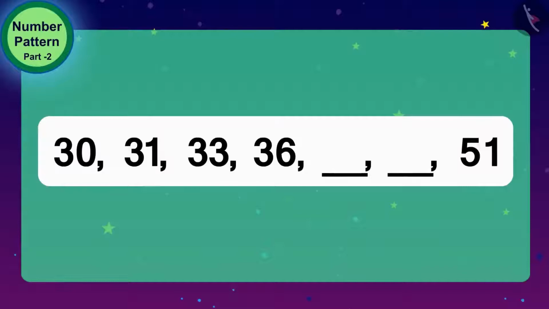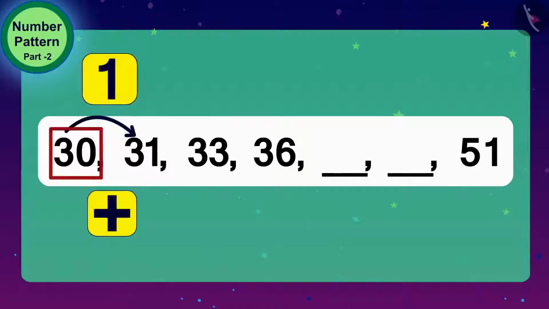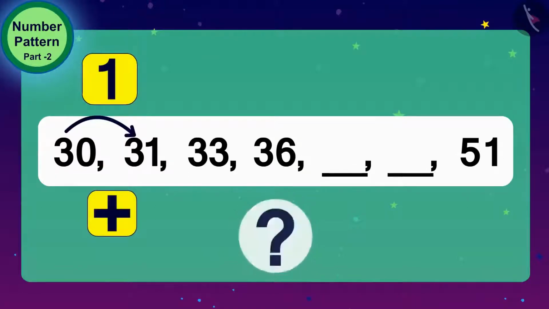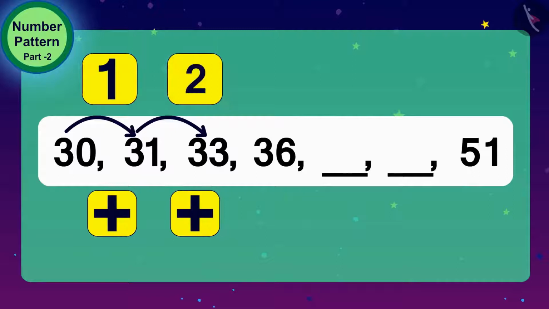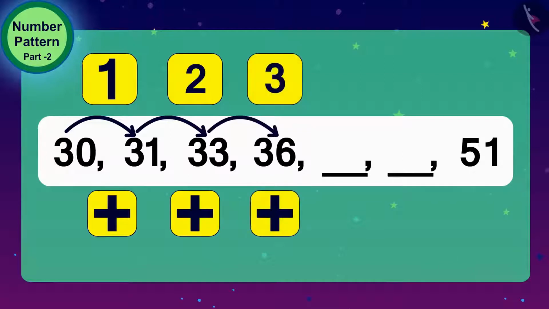What would we do if we had to reach from 30 to 31? Exactly. We will add 1 to 30. And what do we have to do to get 33 from 31? Yes, we have to add 2. And finally, if we have to reach 36 from 33, what will we do? 3 will be added to 33.